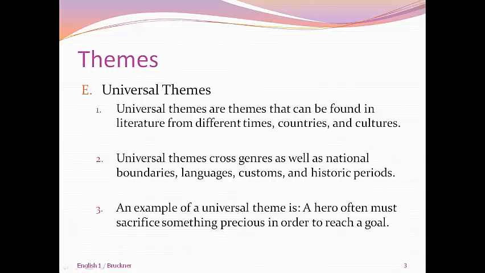Our 7th Roman numeral on literary devices is themes, and we looked at subject, we looked at themes, we looked at generalizations, we looked at genres, and then at universal themes.